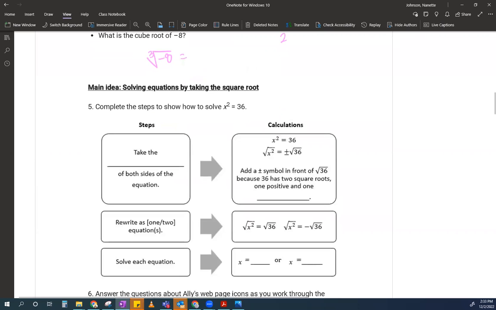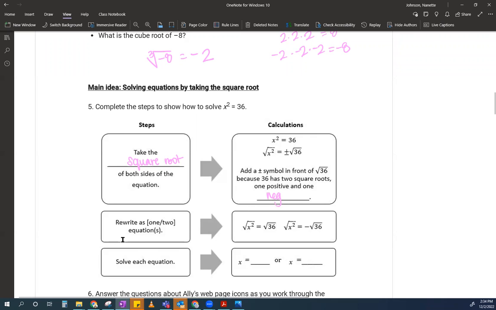This says complete the steps to solve x squared equals 36. The very first thing I want you to do is take the square root of both sides. Now notice the plus or minus symbol in front of the square root of 36. It's there because a square root has two answers. You should be looking for a positive one and a negative one.